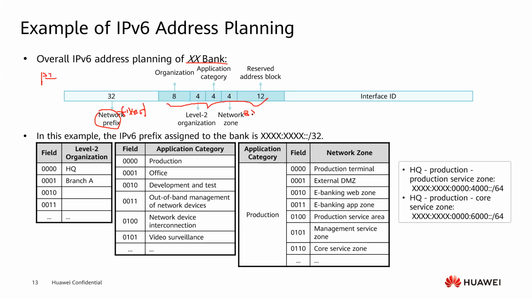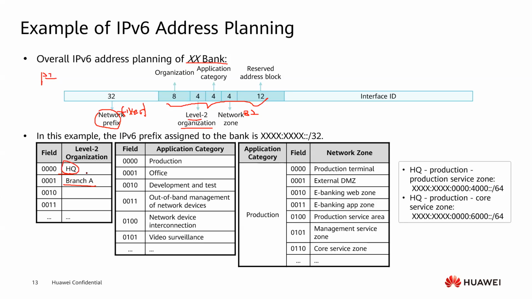And the next 32 bits are the user-defined part, and this part is separated. The first 8 bits are for the organization, and the next 4 bits are for the level 2 organization, such as the HQ, branch A, branch B, branch C, and so on. And each level 2 organization has different applications.